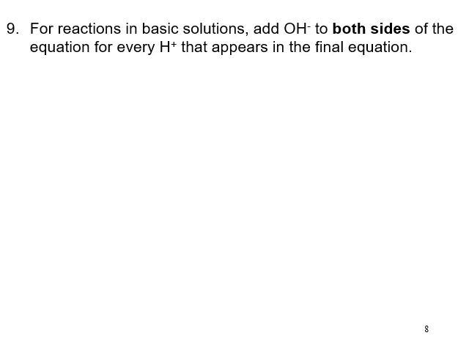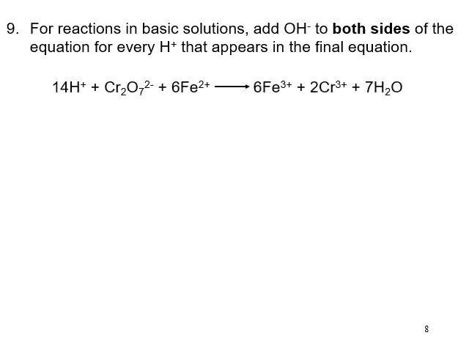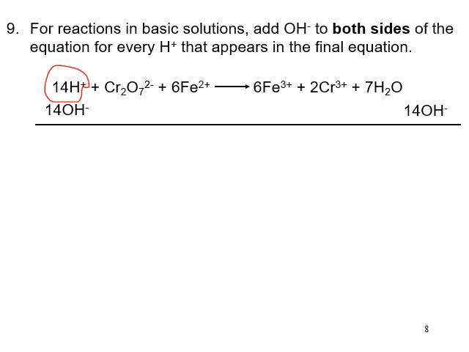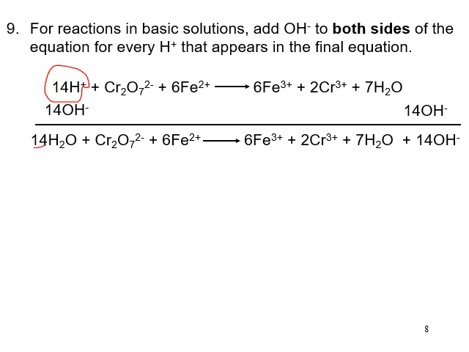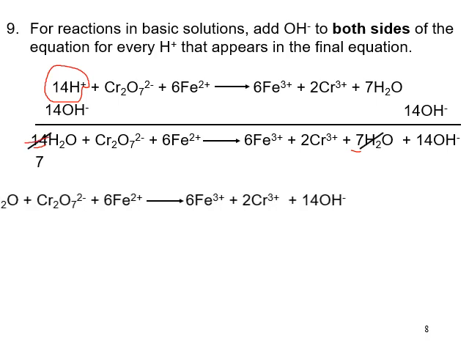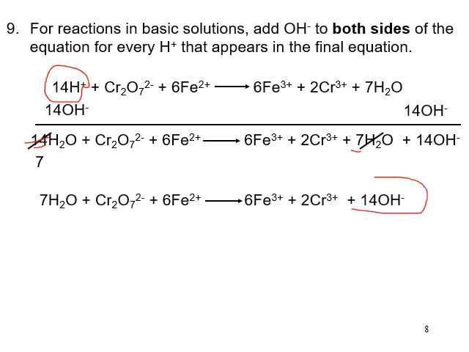Now, if this happened to be in a basic solution, you would see that this hydronium cannot exist. So in order to fix that, you add hydroxides to neutralize the hydronium. Just like mathematics, though, we can simplify like terms and cancel out spectators. So in this case, 14 waters were produced. Those 7 were already here. So we want to simplify by taking away 7 of these. And that's what happened. And now our overall balanced reaction in a basic solution for this one is as you see here.